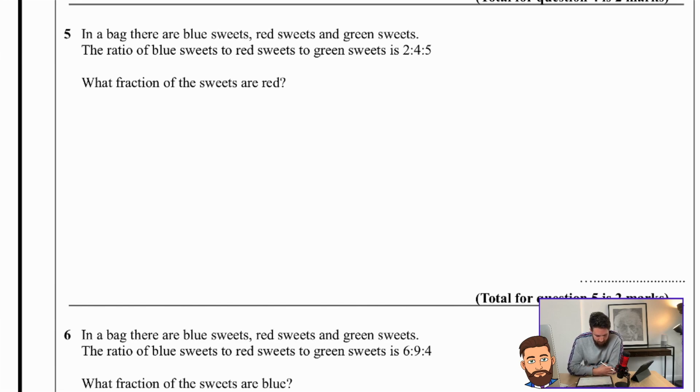So very similar question now. 3-part ratio. In a bag there are blue sweets, red sweets, and green sweets. The ratio of blue sweets to red sweets to green sweets is 2 to 4 to 5. So that is blue to red to green. And again, if you're unsure how I know which order they go in, it says blue first, then red, then green. So that's blue, red, green with a total.